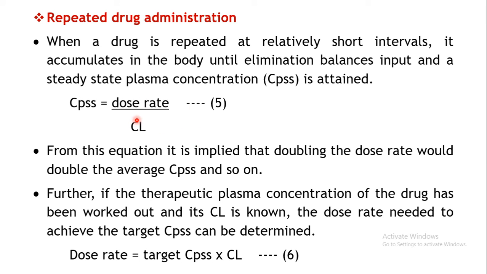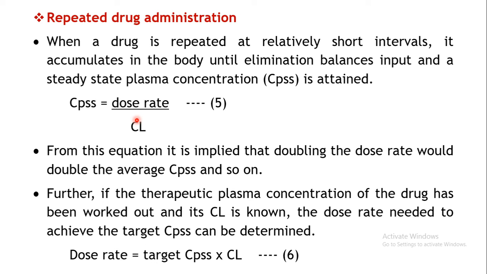Now supposing you repeat a particular drug at short intervals. You know that the half-life of a particular drug is say 2 hours, so you know that after say 6 to 8 hours the drug will be completely removed out of the body. Before the total drug is removed, if you repeat the dose after 2 hours itself, what will happen? The drug will start accumulating in the body, because after 2 hours only 50% of the drug is removed, right?